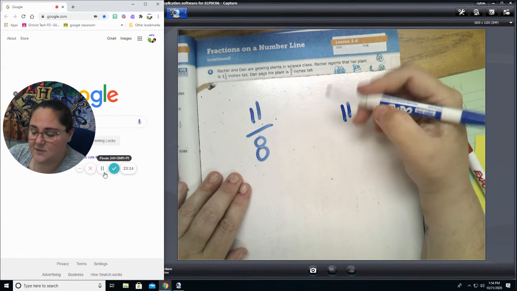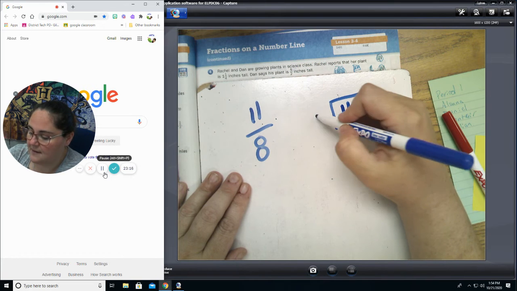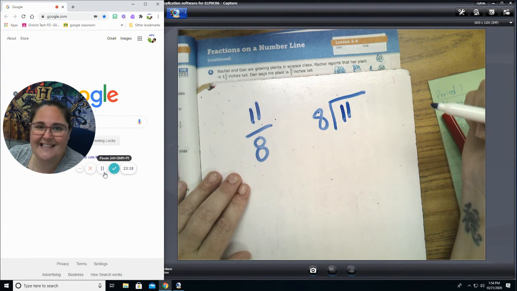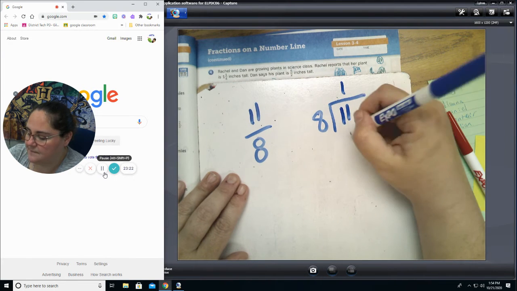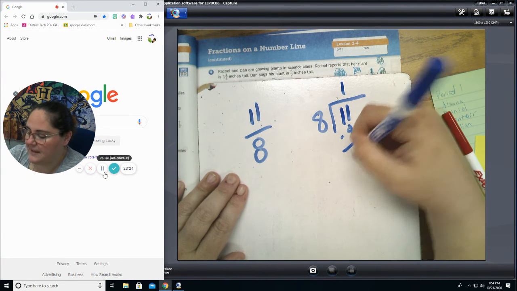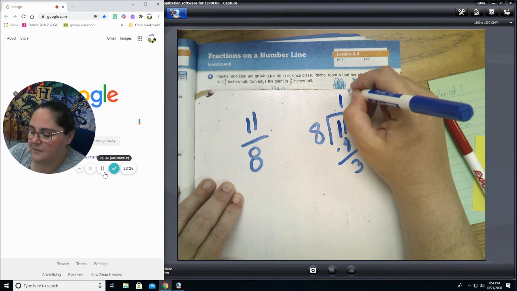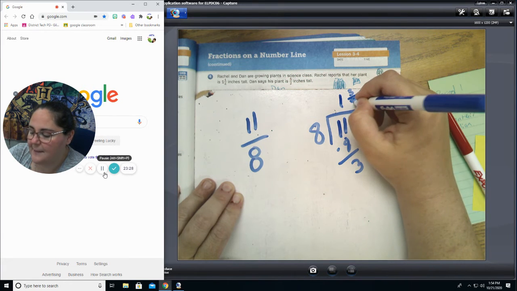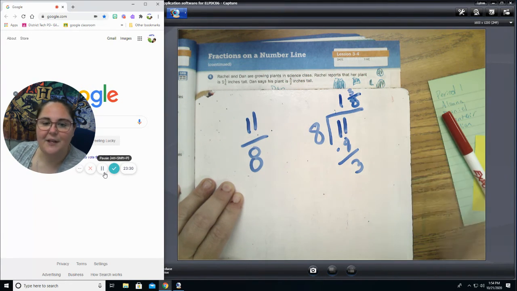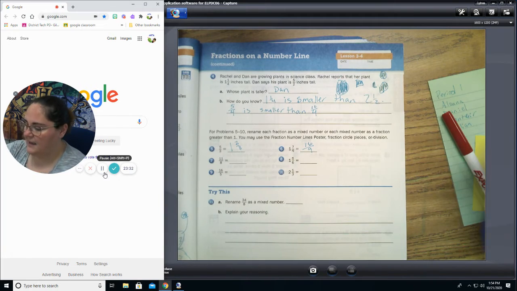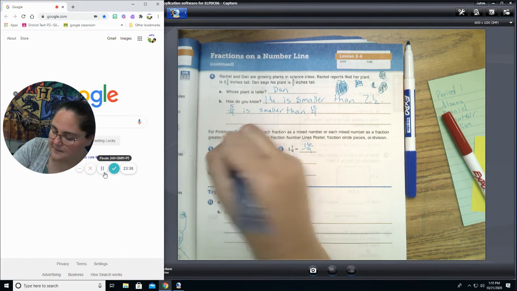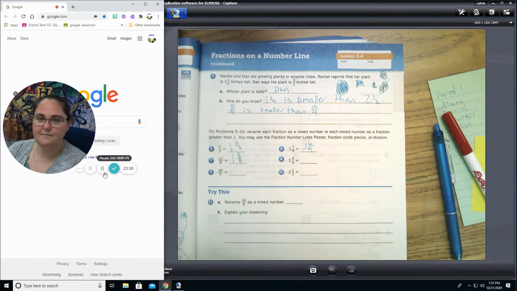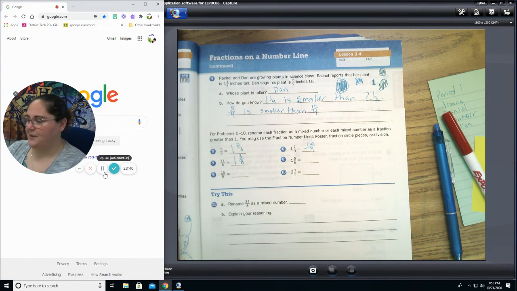So my 11 goes inside. It's my dividend. My divisor is 8. It goes on the outside. 8 goes into 11 one time with 3 left over. My 3 becomes my numerator, and my denominator stays the same. Your answer for that one should be 1 3/8.